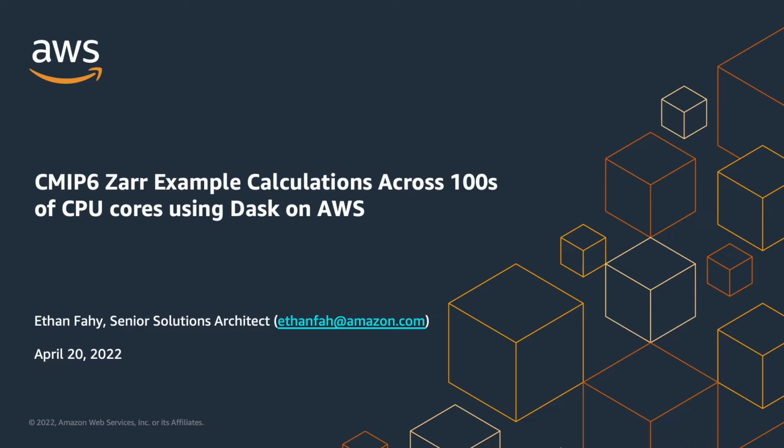Hello, my name is Ethan Fay, and I'm a Senior Solutions Architect at Amazon Web Services, or AWS. Today, I'm going to show you an example calculation run from a Jupyter notebook using the CMIP6 dataset. And this calculation will be parallelized across a Dask compute cluster to make it go faster.